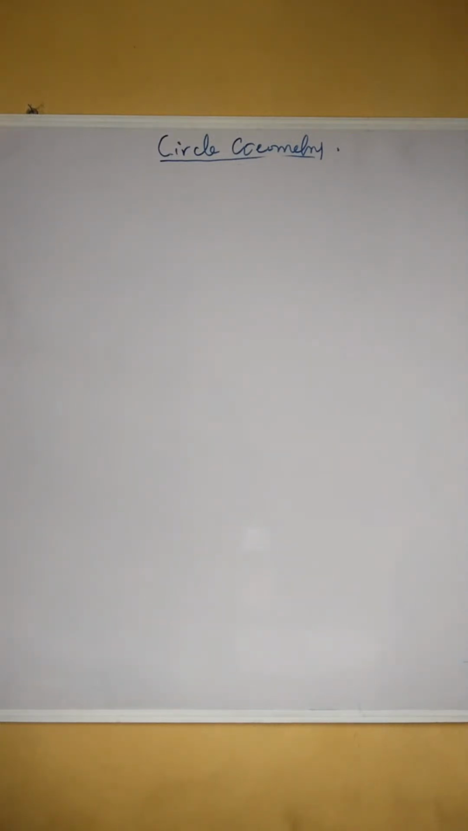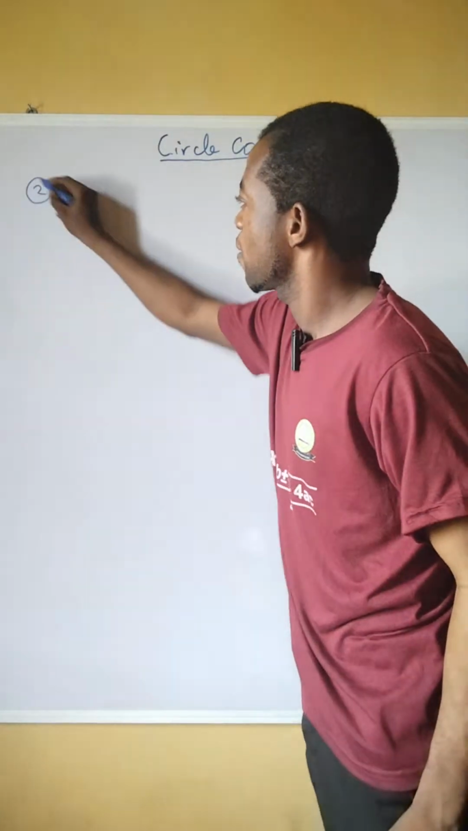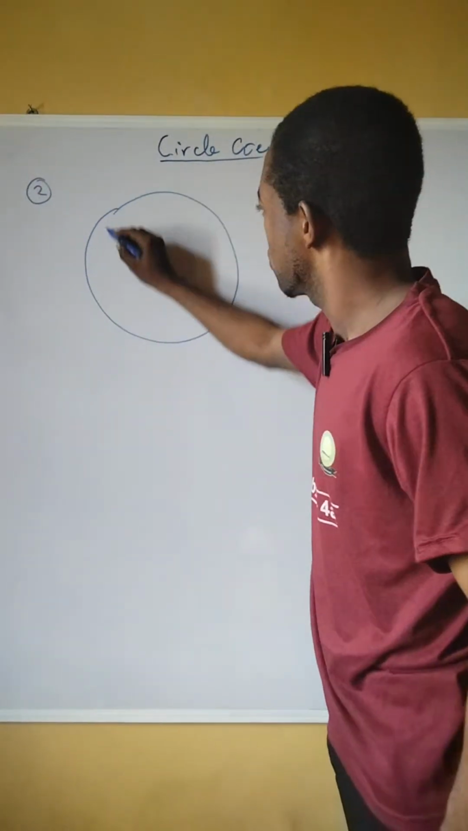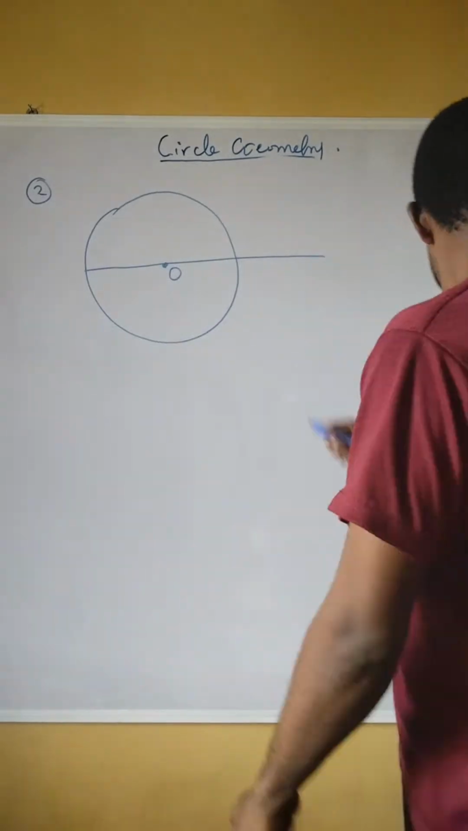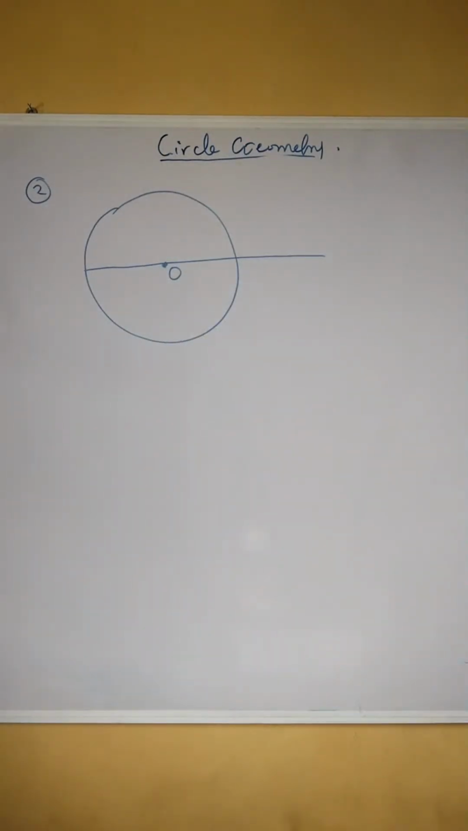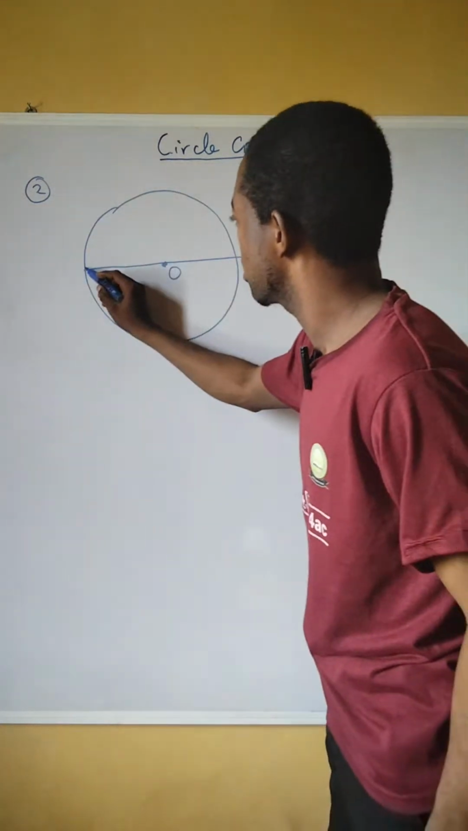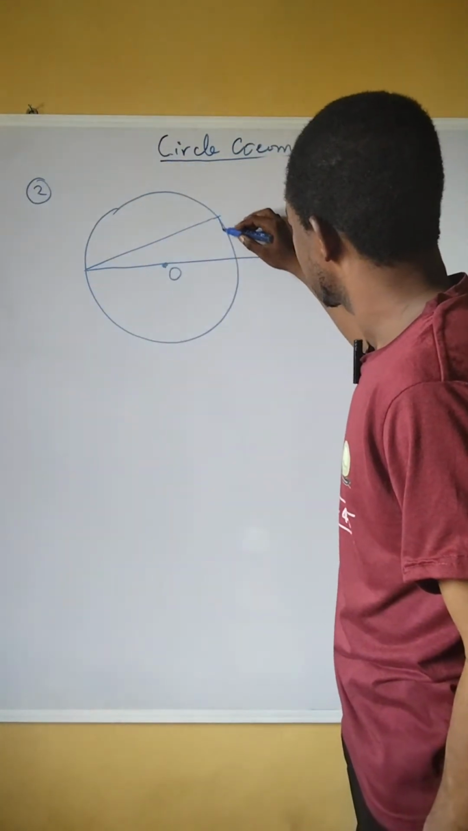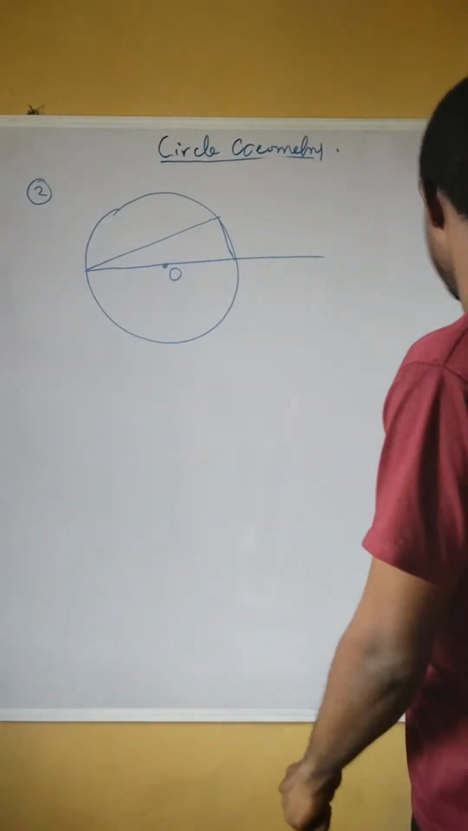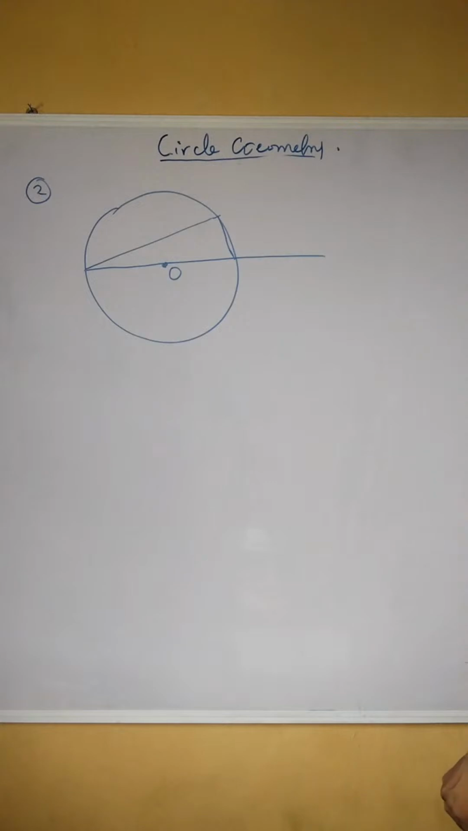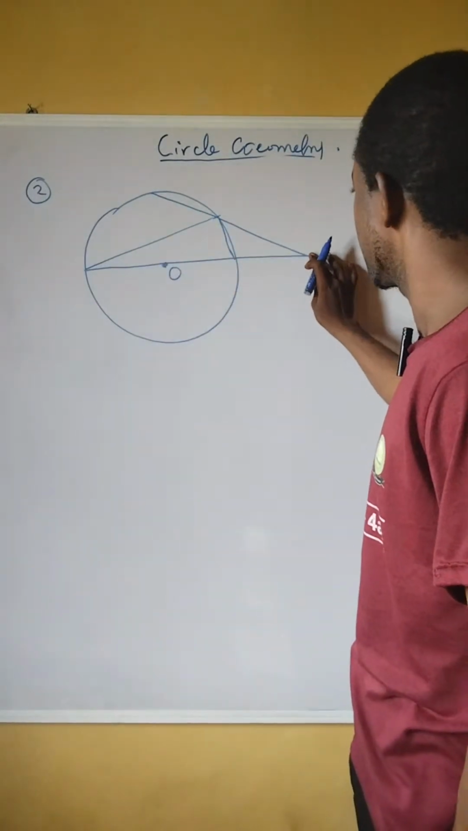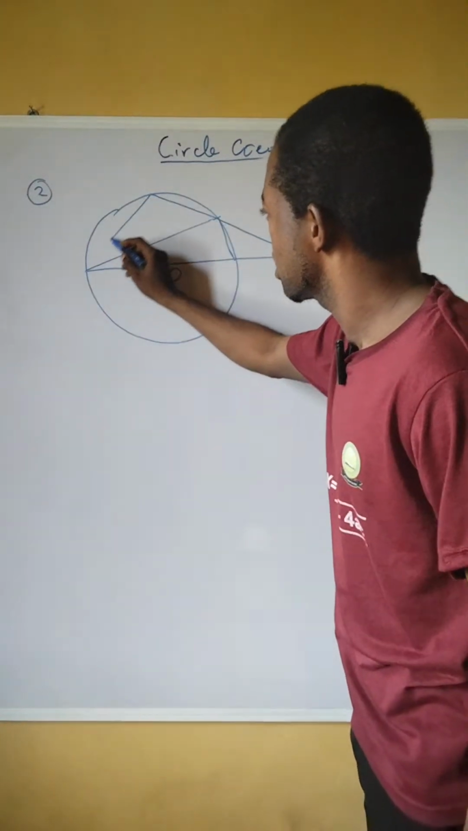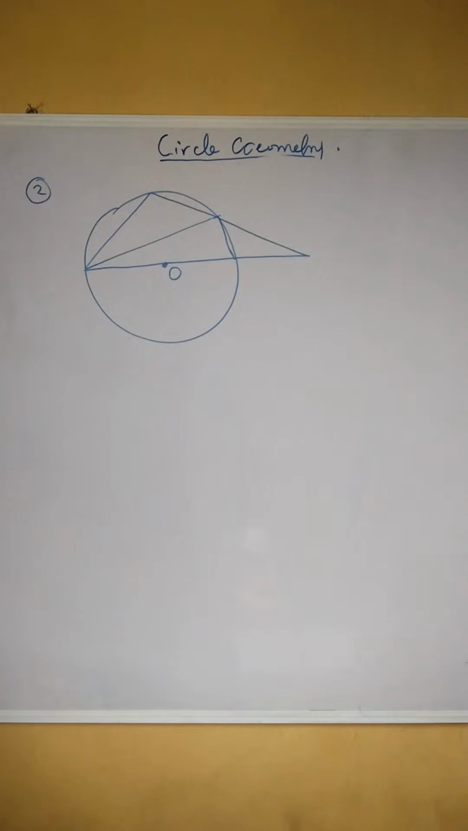Given this circle with center O, and a line passed through the center and extended outside, here we have an angle drawn from this line that passed through the center. From here also we have this line coming here, joining this one and meeting at this point, and meeting here as well to form another angle.